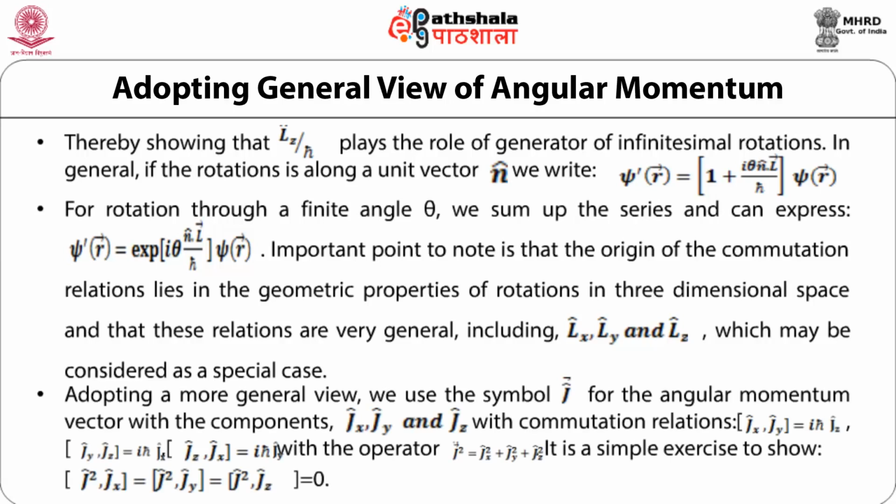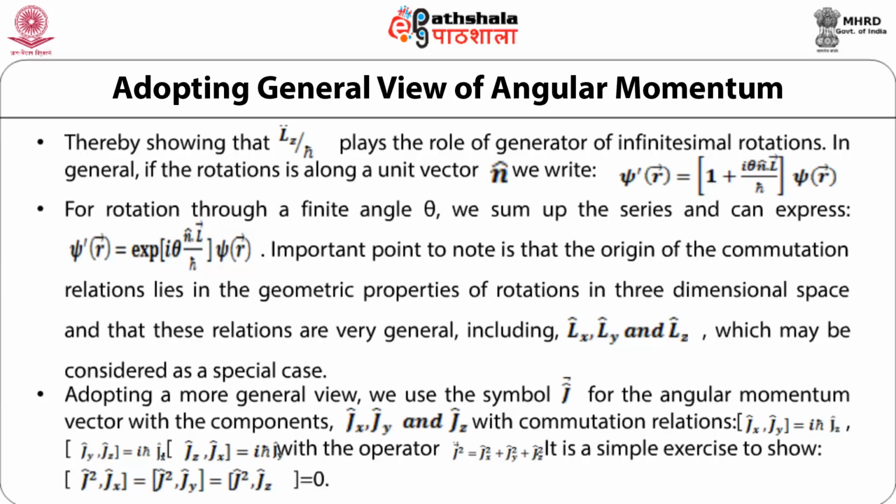So one can adopt a more general view, and then one can use the symbol operator J for the angular momentum operator, with the components of the orbital angular momentum operator or the total angular momentum operator given by J_x, J_y, and J_z, which are correspondingly the x, the y, and the z component of the orbital angular momentum or the total angular momentum J.